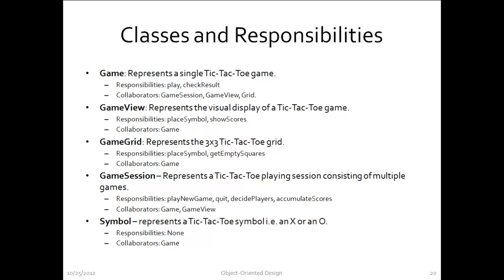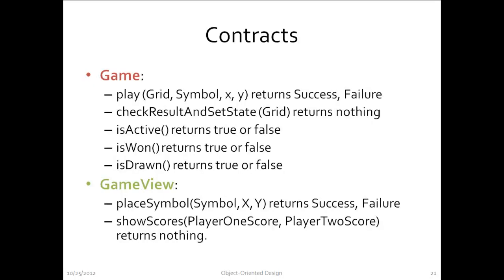Then I had game session, which represented a tic-tac-toe playing session. It had a bunch of responsibilities such as starting a new game, playing a new game, quitting, and deciding whether player 1 or player 2 was the computer. It accumulated the scores like we thought it should, and it collaborated with game and game view. And then finally, I had a class called symbol that represented a tic-tac-toe symbol, either an X or an O. It had no responsibilities other than returning an X or an O, but it did collaborate with game.